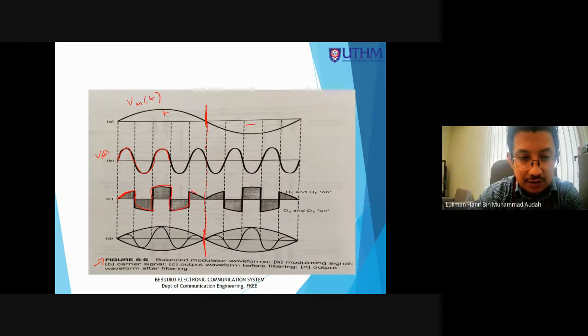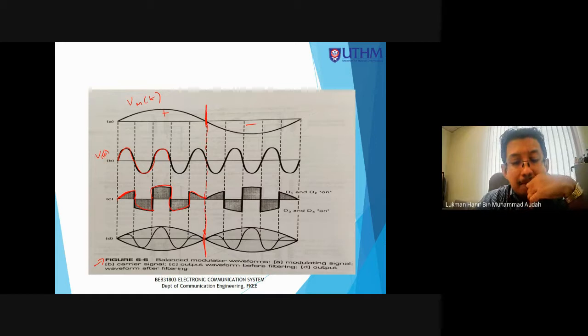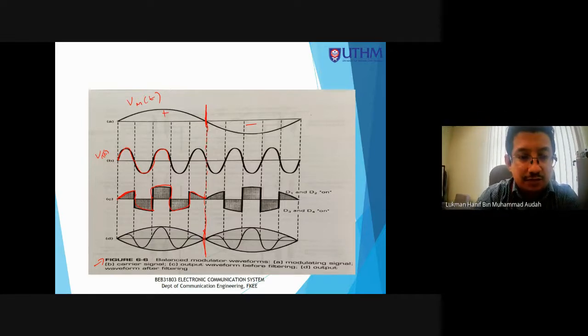Sehinggalah polarity of the VMT berubah. So apabila polarity berubah, maka signal yang terhasil tadi akan terbalik. Kalau you lihat di sini, carrier pada negative cycle akan menghasilkan positive cycle pada output. Carrier positive cycle menghasilkan negative cycle pada output. Terbalik daripada yang tadi.